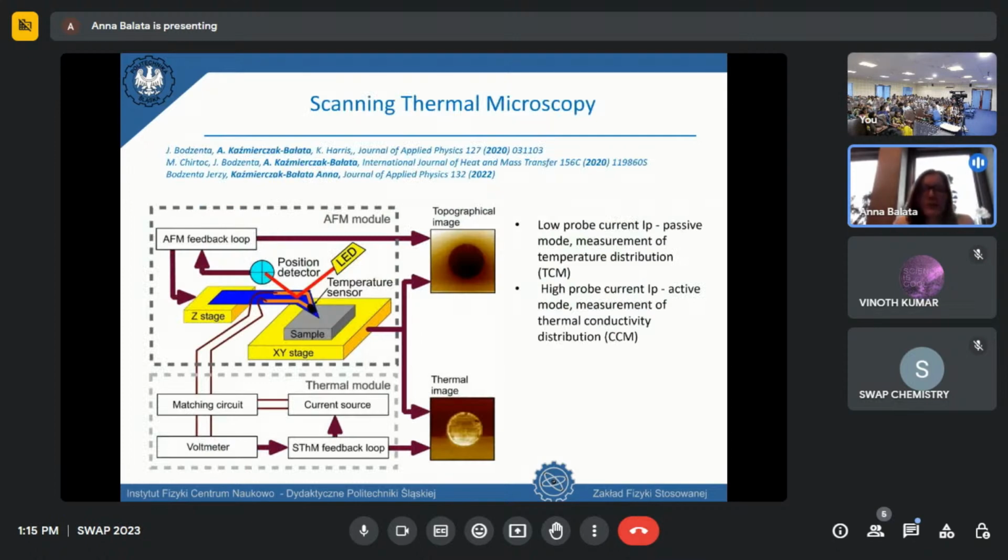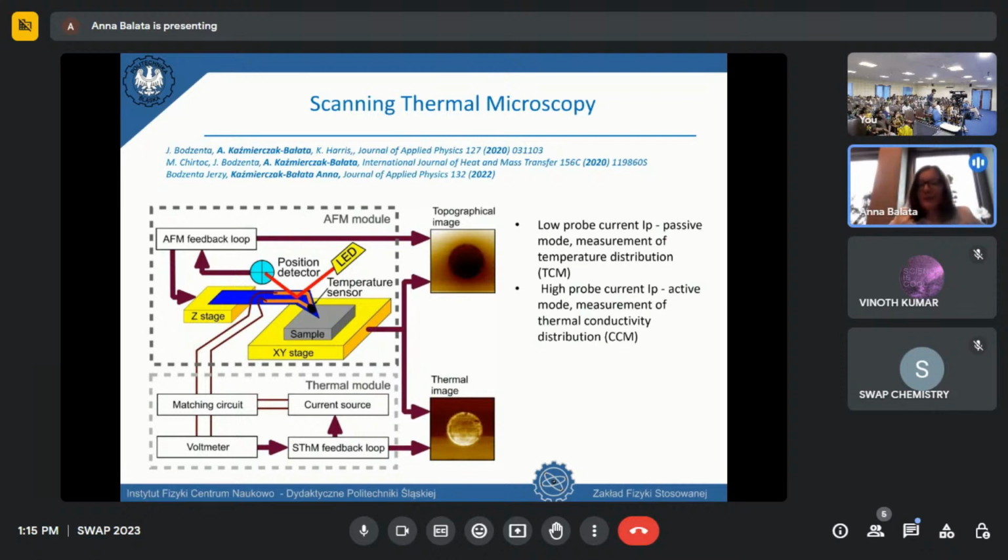I used scanning thermal microscopy in my measurements, so I will say a few words about the method. Here you can see some recent papers about this technique. Generally, it's based on a typical AFM microscope, in which we have a thermal module, and instead of an AFM probe, we put a thermal probe. And we have two basic measurement modes. We call them low probe current and high probe current.